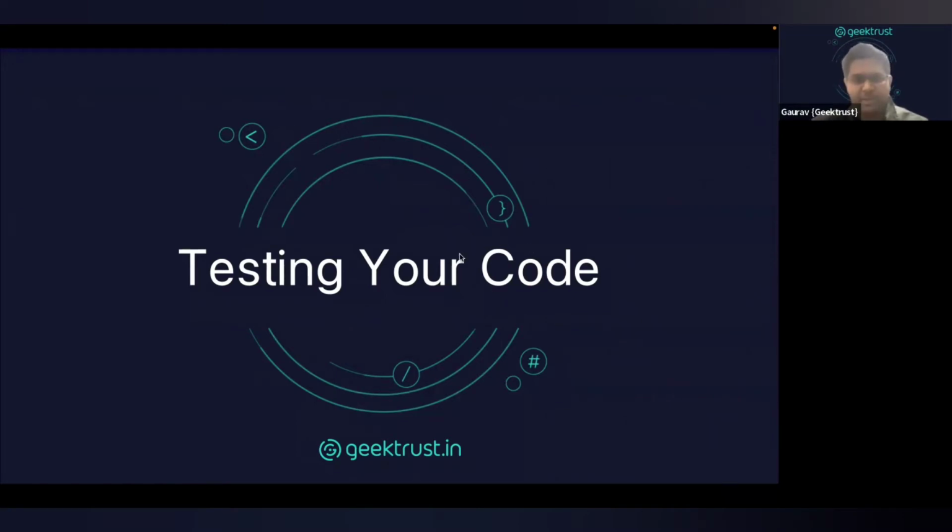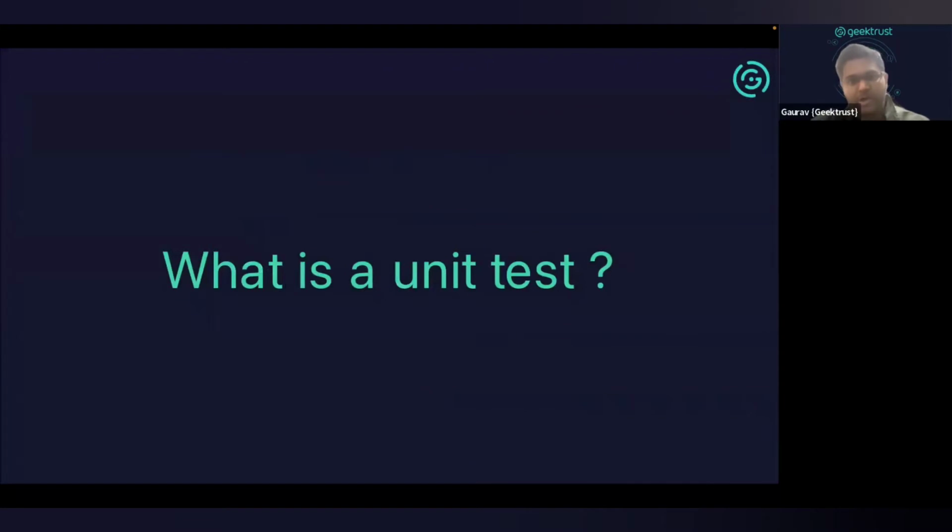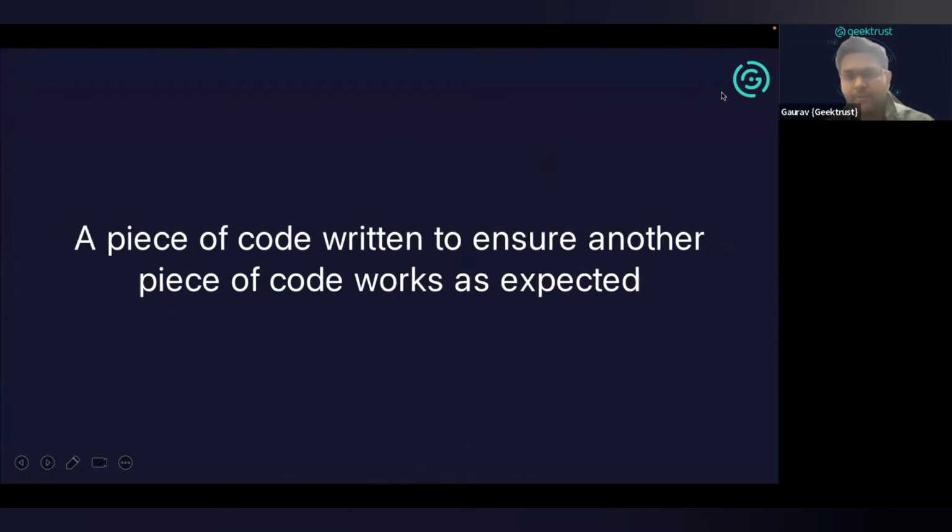So now let's see what is a unit test. We want to dive into what exactly a unit test is. Yeah. So what is a unit test? A unit test is nothing but another piece of code which is written to ensure that the main piece of code works as expected. So basically you're writing some more code to ensure that your code, which was written for a feature or maybe for any particular implementation, is working as expected. Very simple. So that's what you're going to do with unit tests.